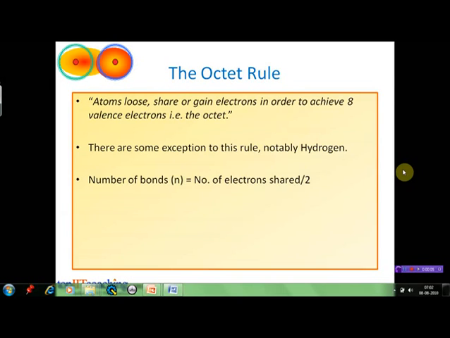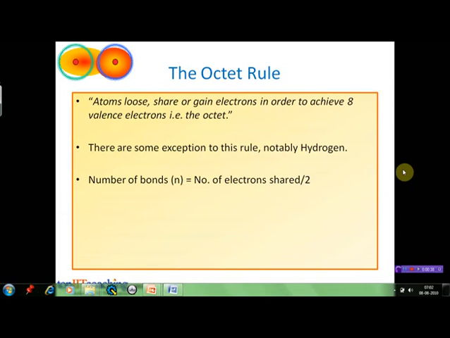The Lewis theory of chemical bonding brings us to the octet rule. This rule states that atoms lose, share or gain electrons in order to achieve 8 valence electrons, that is, the octet. It has been observed in many light atoms that stability is achieved when the atom has 8 electrons in its outermost shell. Now, out of these 8 electrons, some may be owned by the atom itself and some can be shared with some other atom.